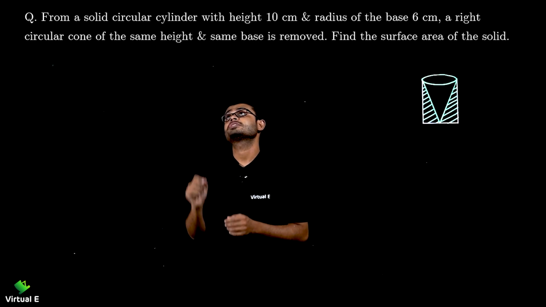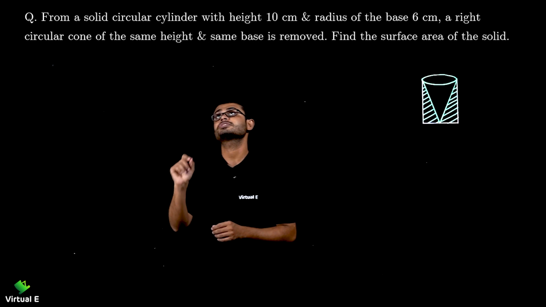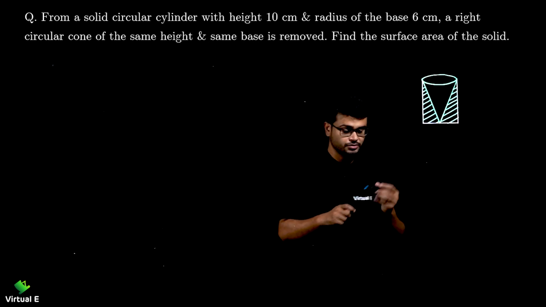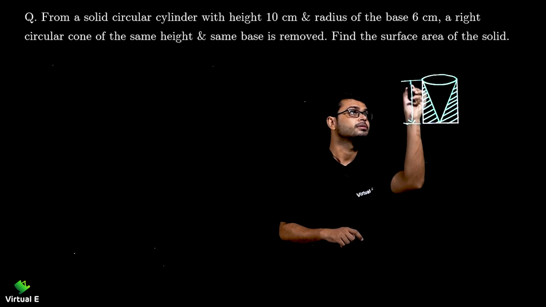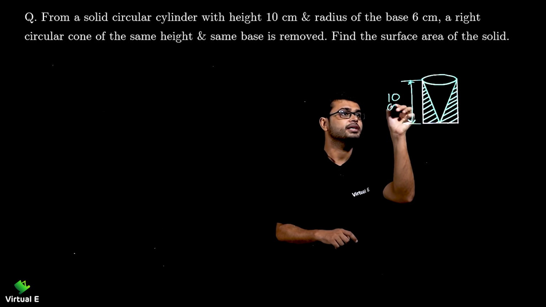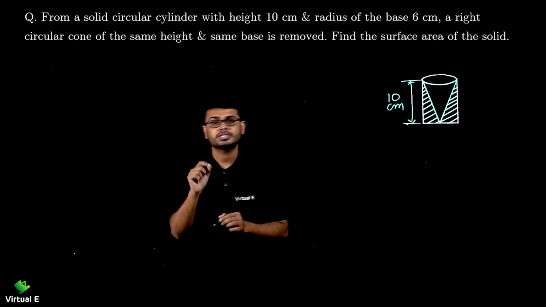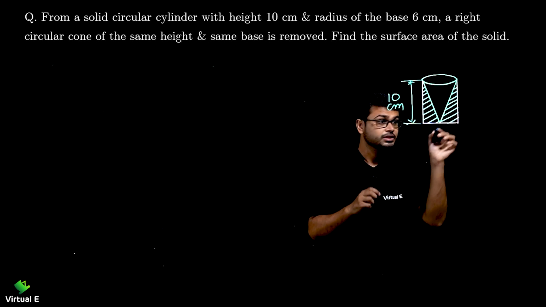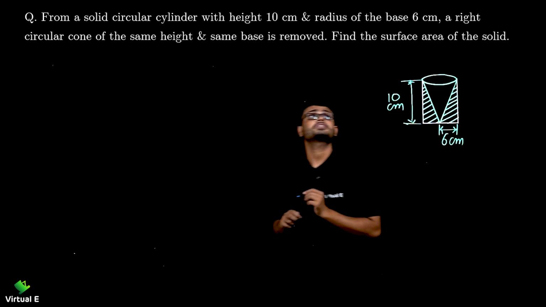From a solid circular cylinder with height 10 centimeter. Okay, so there is a circular cylinder with height what? 10 centimeter. Let's label the height. Here it is 10 centimeter. So 10 centimeter it is done, and radius of the base is 6 centimeter. Radius of the base, okay, let's say this one, it will work. Radius of the base is 6 centimeter.